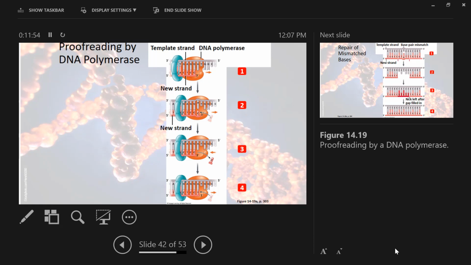Again, remember the sliding clamp, keeping DNA polymerase physically attached to the strand. And so if it adds in the wrong base, which it did here, it added in the wrong pyrimidine, cytosine instead of thymine, when it tries to move forward, it recognizes, because it's physically attached, that there's a road bump. It's not able to move forward as quickly or as smoothly as it's used to. So it realizes it made a mistake, it backs up one base, cuts it out, and then puts in the correct base, which would be thymine, the correct pyrimidine.